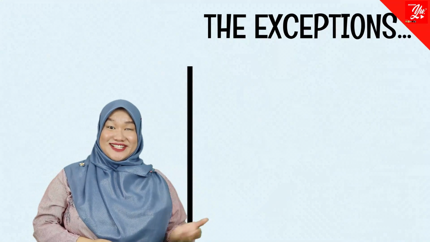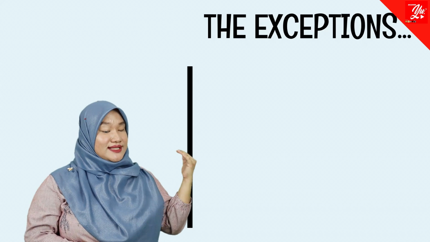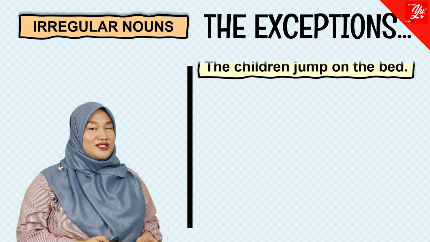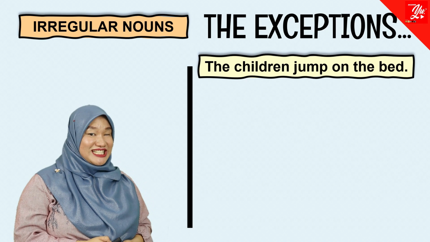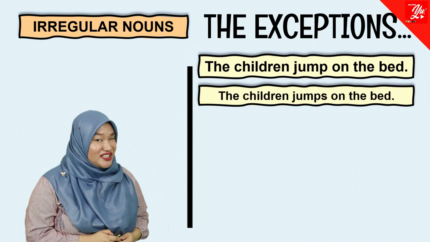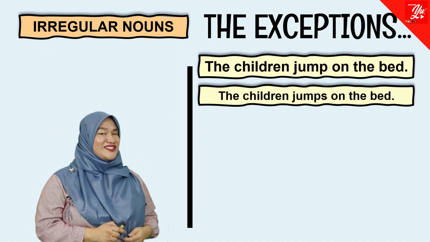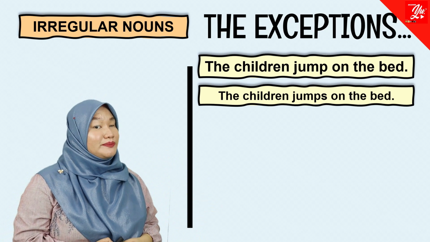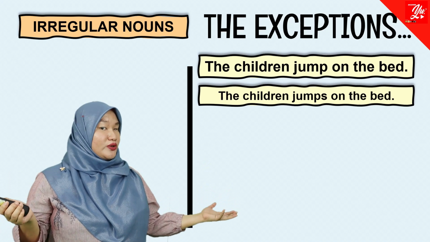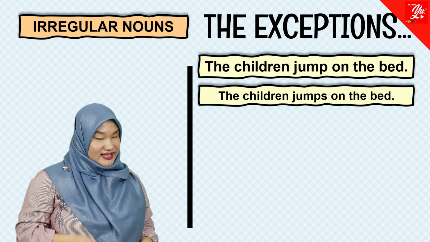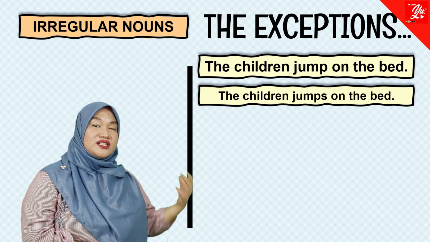Alright? Okay, so let's look at some examples. Between these two sentences, which one do you think is correct? The children jump on the bed, or the children jumps on the bed? Children tak ada S kan? So which one do you think? The children jump on the bed, because children is plural, so it takes the plural form of a verb jump, which has no S.